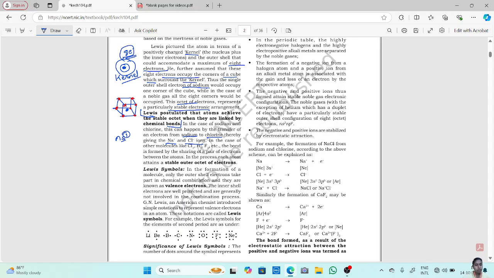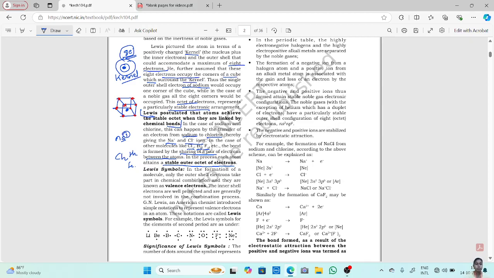Now, in case of other molecules like Cl2, H2, F2, etc., the bond is formed by sharing a pair of electrons. NaCl is like transferring an electron, whereas with diatomic molecules like Cl2, H2, F2, you are sharing electrons. Sharing of a pair of electrons between the atoms takes place. In this process, each atom attains a stable outer octet of electrons. Overall, the atom attains its stability by completing the octet, meaning completing the 8 electrons in the last shell.